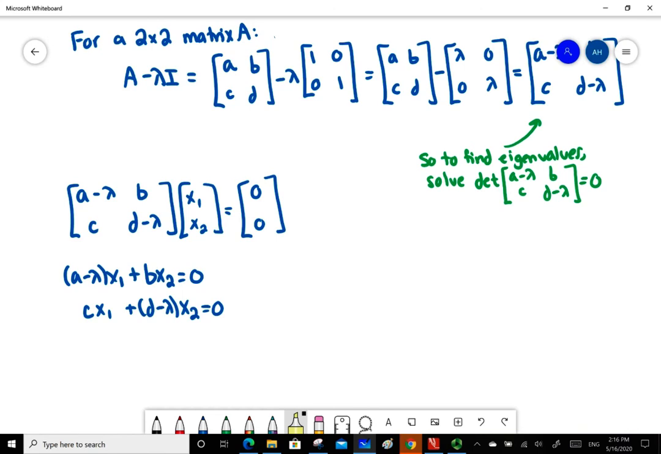So there are infinitely many eigenvectors corresponding to each eigenvalue, but since there is a specific relationship, like x1 equals negative B over (A minus lambda) times x2, the ratio of the components of the eigenvectors is fixed. So the eigenvectors for an eigenvalue are all scalar multiples of each other.